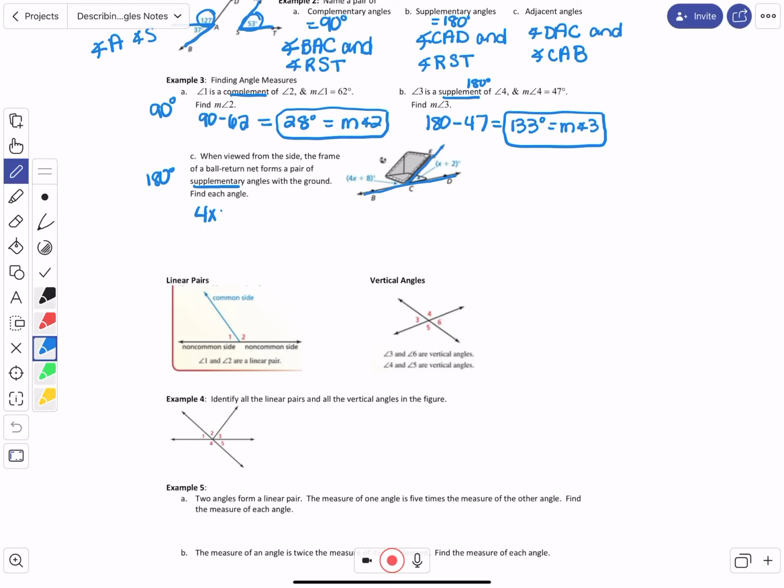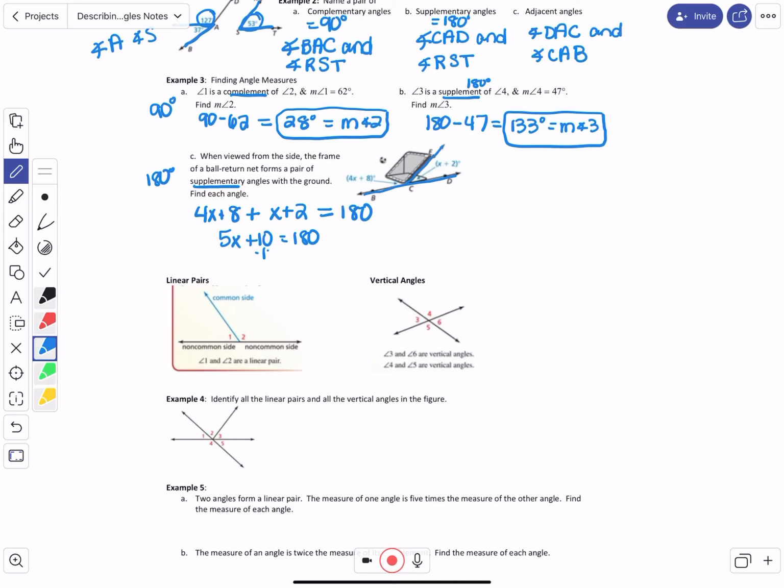So 4x plus 8 plus x plus 2, and it's going to be set equal to 180. Now, we've got to figure out x first so that we can find each angle. So the first thing I'm going to do is combine like terms. 4x plus x is 5x. 8 plus 2 is 10. And that's going to equal 180.